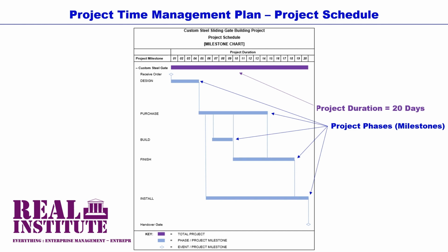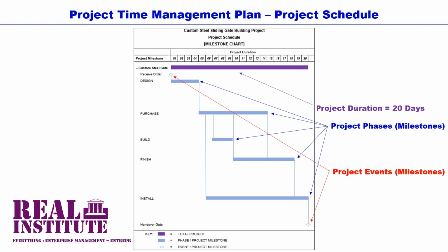Also depicted at this level are the 2 events, the start event and the finish event of the project. Events in a project schedule are depicted by a diamond-shaped dot. As you can see, the event receive order and the event handover gate are sandwiching the 5 phases. Everything else in the project happens between these 2 events.